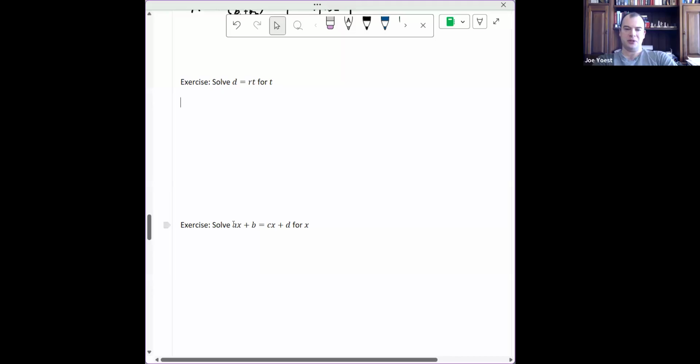And second exercise, a little more challenging. Let's try to solve ax plus b equals cx plus d, our kind of standard form of linear equation, for x. Find a general solution, x equals something, in terms of a, b, c, and d. So that if I know the coefficients of my linear equation, I could just match them up and write down the answer. So the second exercise will be a little more challenging. The first one should be kind of a one-step answer. Second one, a little more challenging.